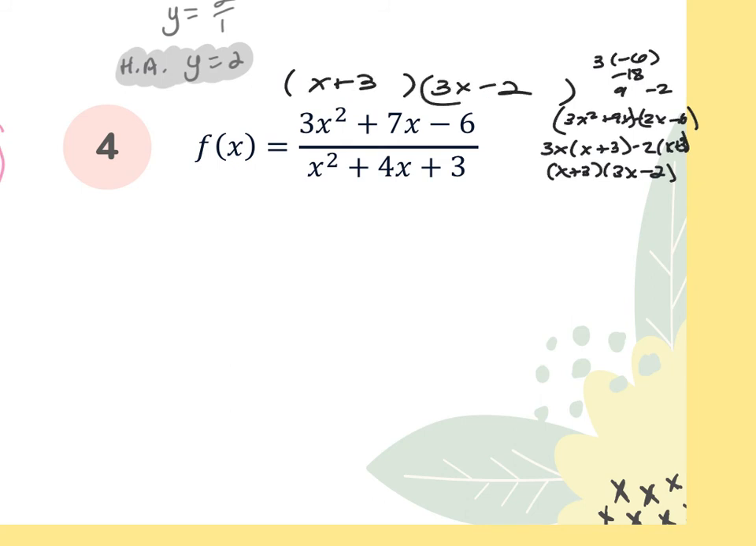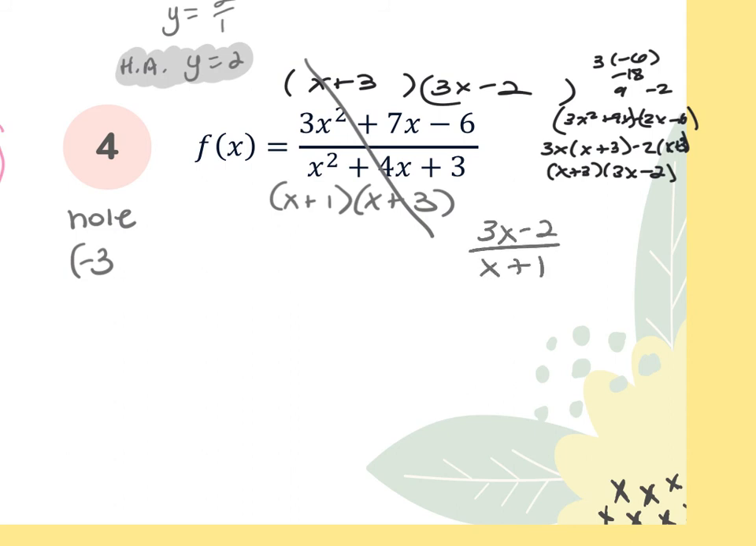In the denominator, I factor x plus 1 and x plus 3. So the x plus 3's cancel, which means there's a hole at -3. Again, you set it equal to 0 and find the hole. Now I'm working with 3x minus 2 over x plus 1 because that's what's left. Set my denominator equal to 0 to find the vertical asymptote, which is at x equals -1.